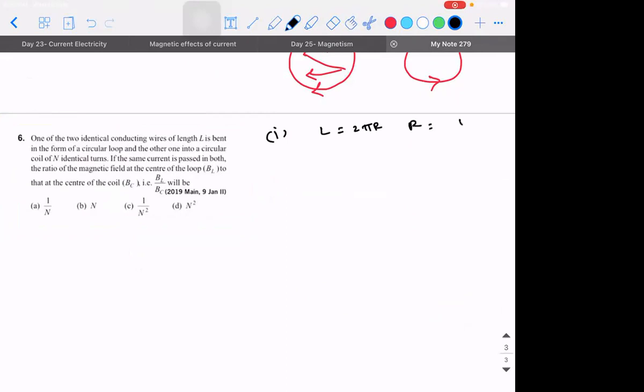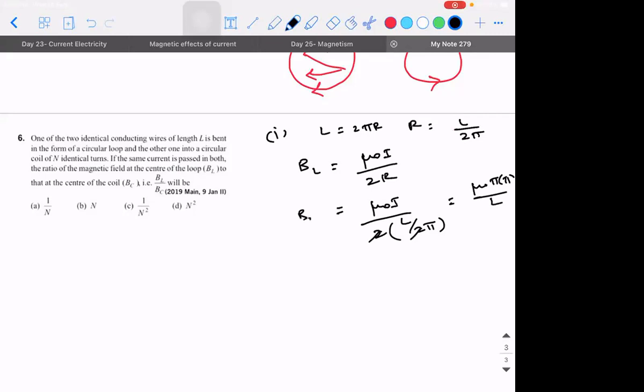R is how much? L by 2 pi. What is the magnetic field at the center of the loop? Loop means one turn, coil means multiple turns. That is the only difference. So mu naught I divided by 2r. Don't write it as 2 pi r. So mu naught I divided by 2 into L divided by 2 pi. Cancel. So mu naught I into pi divided by L. This is the value of BL.